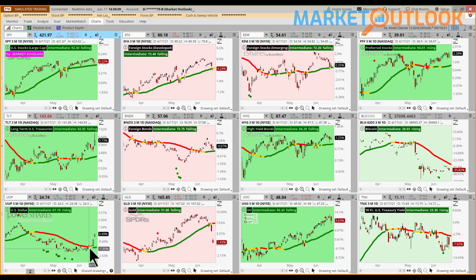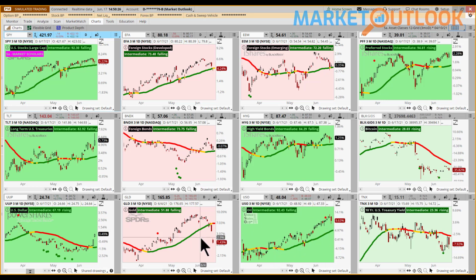So that really strong dollar has caused major pressure on gold. You can also see that it's pressured oil. Oil has been down the last couple of days, not nearly as much, but oil did have a pretty big give back here today of 1.46%.